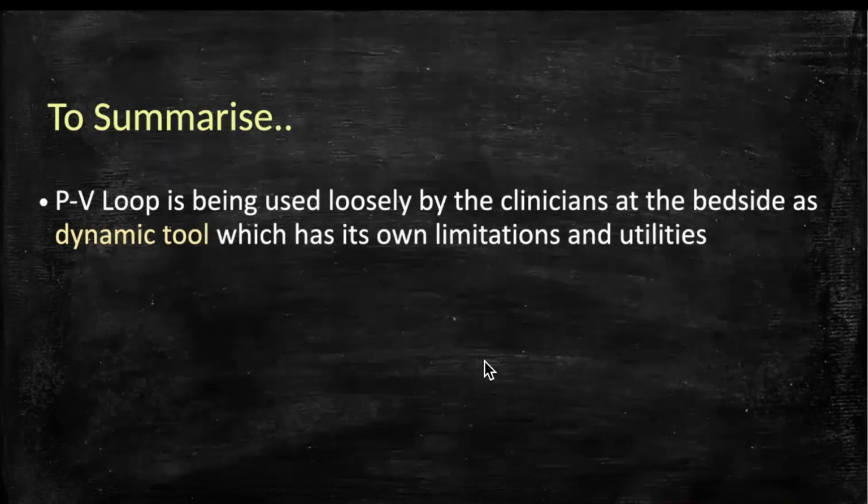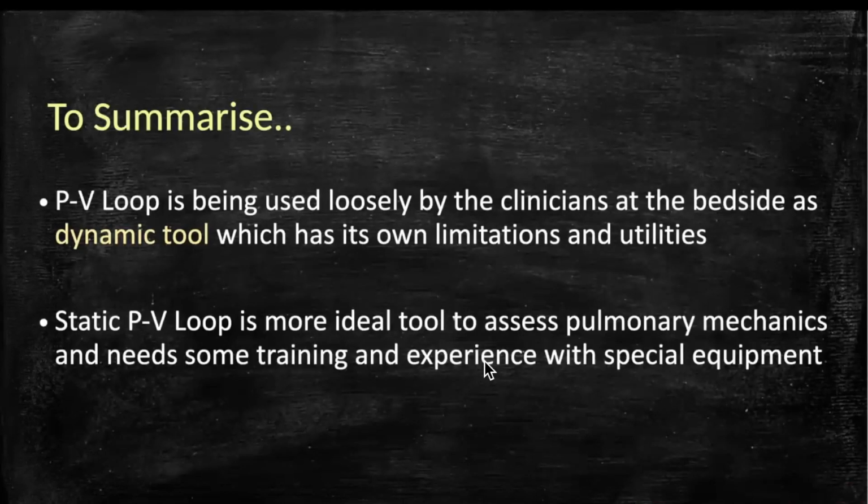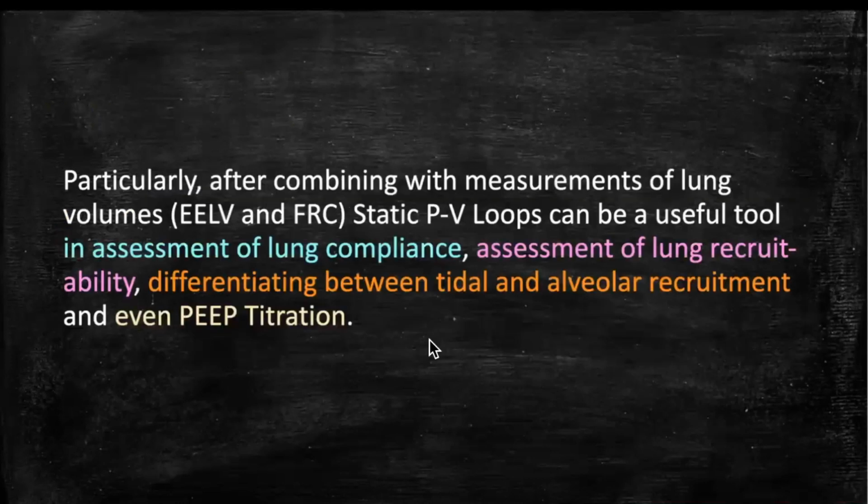And the static PV loop, which is the more ideal tool to assess pulmonary mechanics, needs some training and experience with special equipment, particularly after combining with measurement of end expiratory lung volume. So if you have a technique like a nitrogen washout technique or electrical impedance tomography, and you are able to measure FRC and end expiratory lung volume, and you can measure a static PV loop also, then nothing like it, because then you will be able to assess compliance in a much better manner. You will be able to differentiate between tidal recruitment and alveolar recruitment, and you will be able to do a proper PEEP titration. Thank you.